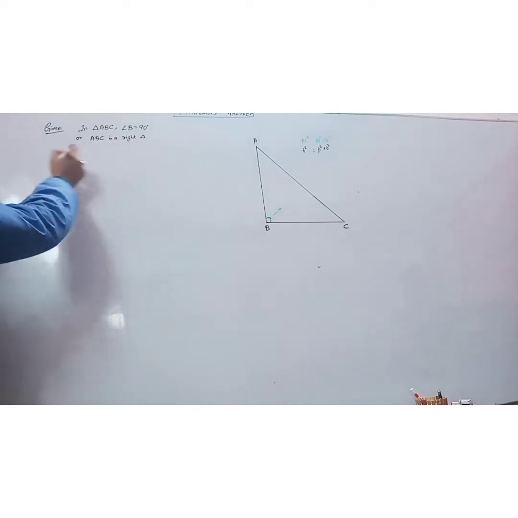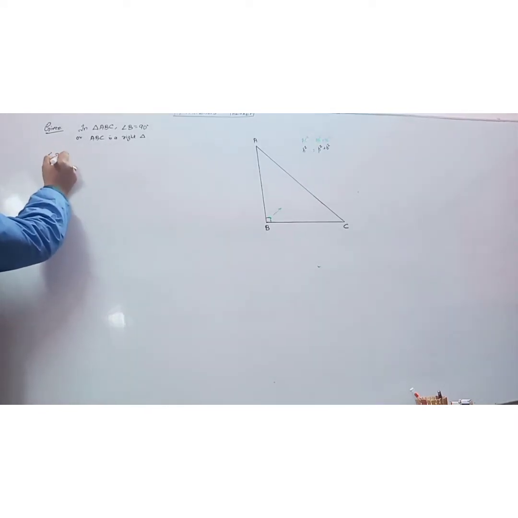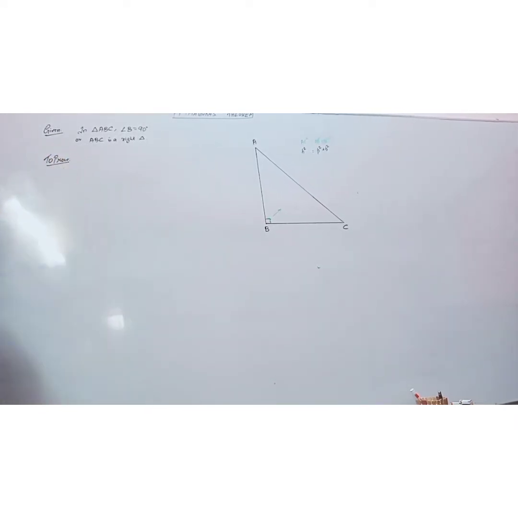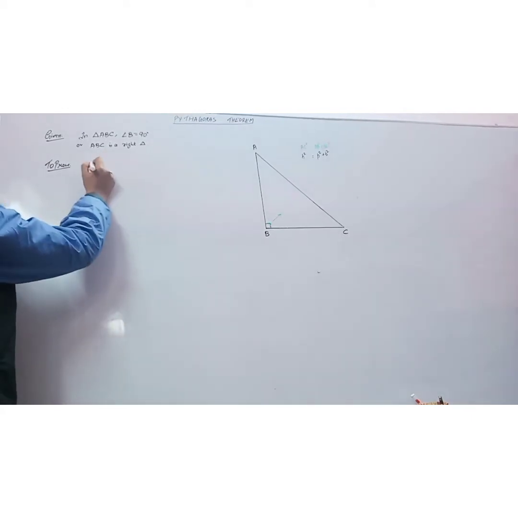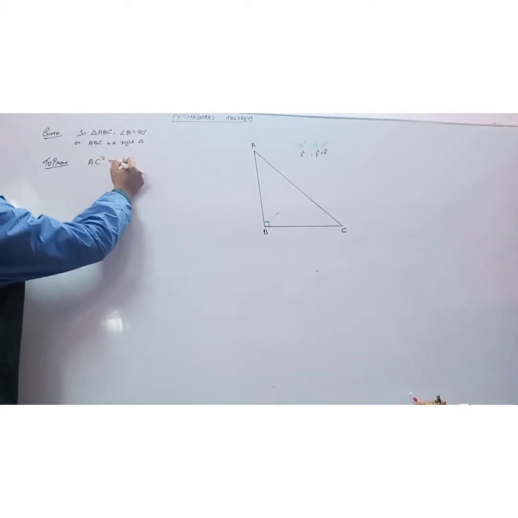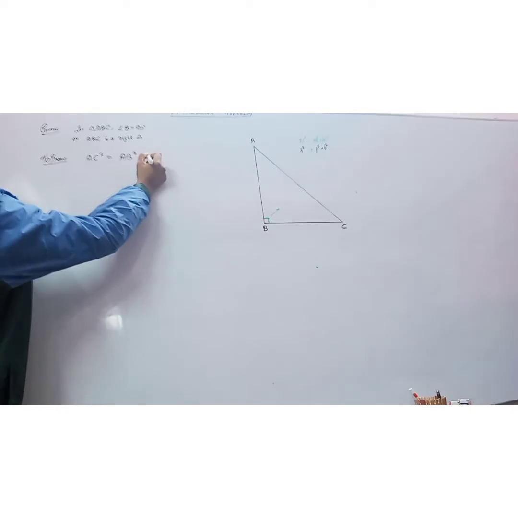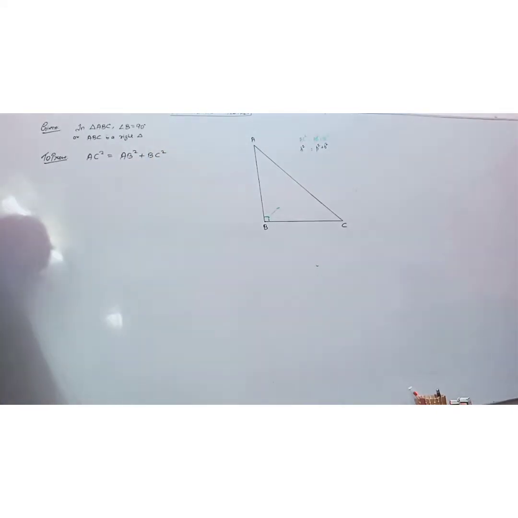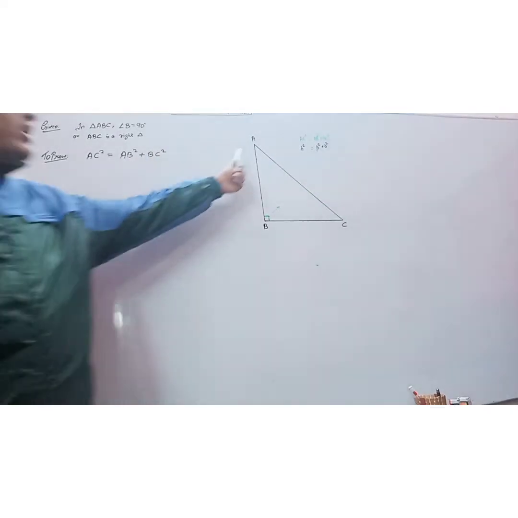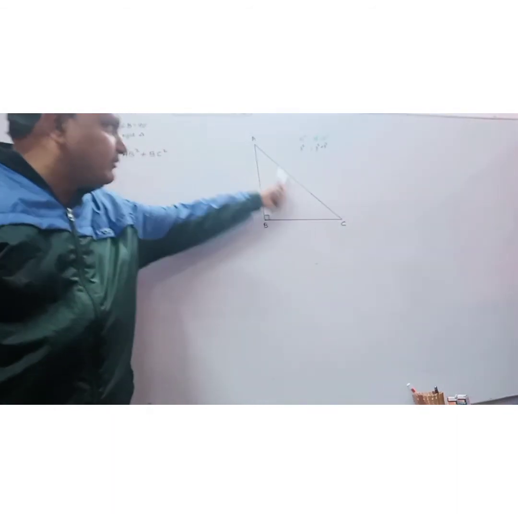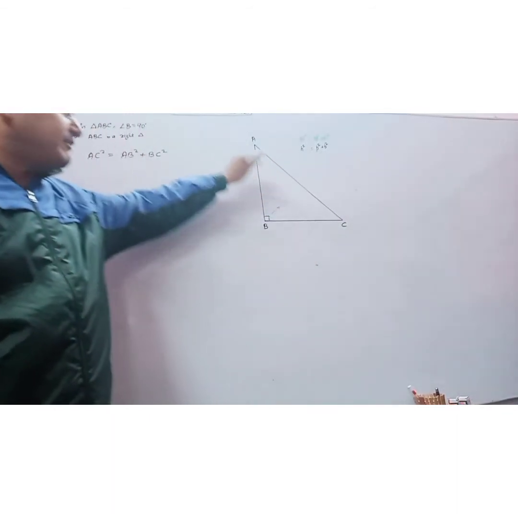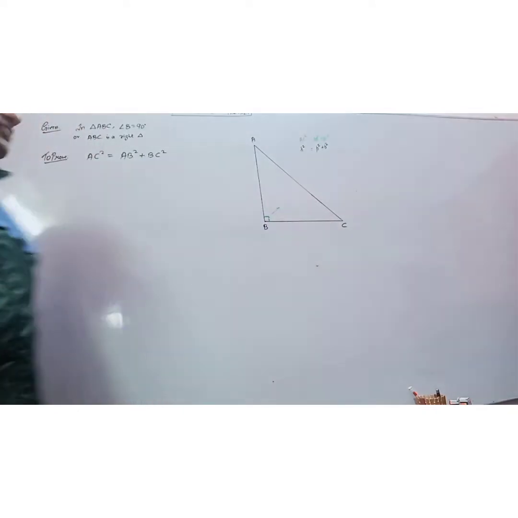So what do we have to prove? To prove: AC square is equal to AB square plus BC square. We have to prove the square of the hypotenuse is equal to the sum of the squares of the other two sides. Sum of the squares means this and this side.